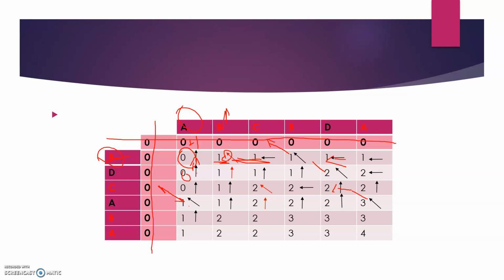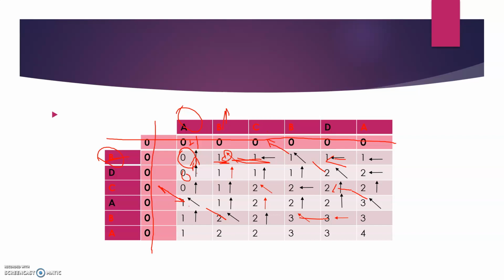Next, B with A, no match, taken from the previous value. B with B, match means diagonal element plus 1. Already we have 1 over here, so 1 plus 1, that is going to be 2. Next one, B with C, no match, taken from the previous value 2. Then B with B, it's a match, taken from the diagonal value 2 plus 1, 3. Then next one, B, no match, taking from the previous value, taking from this 3, so it is going to be 3.